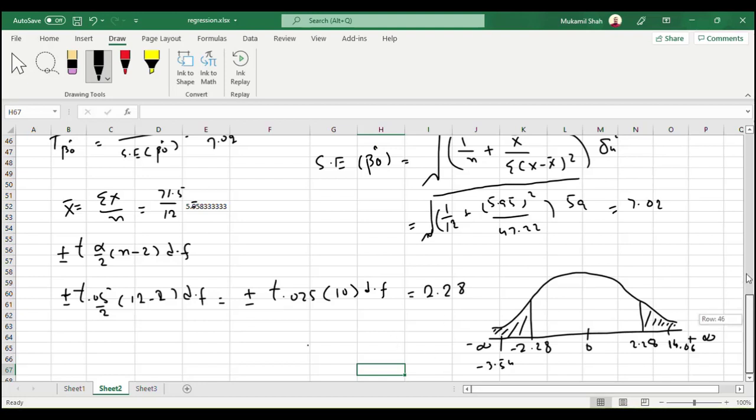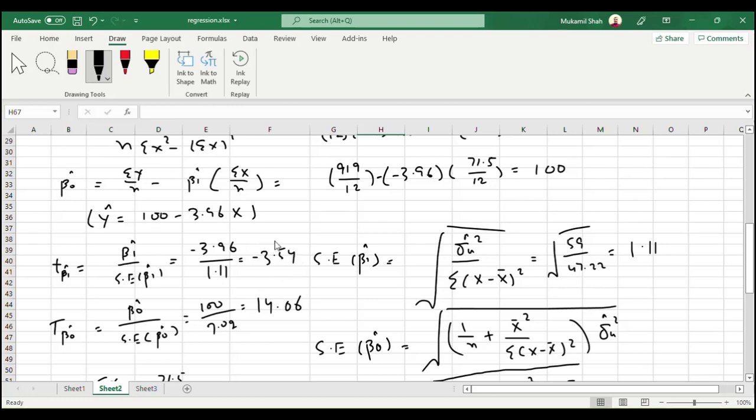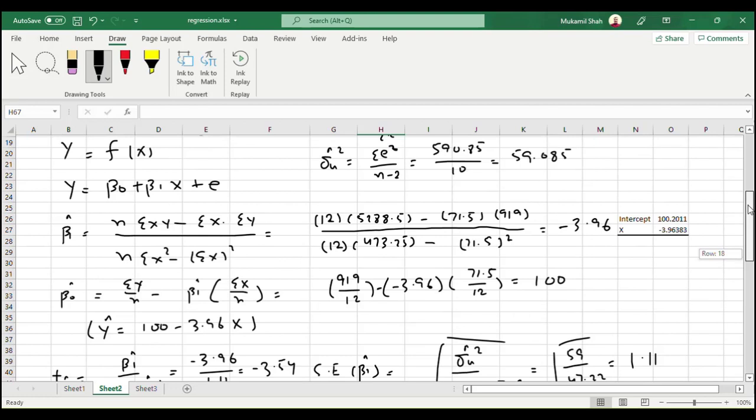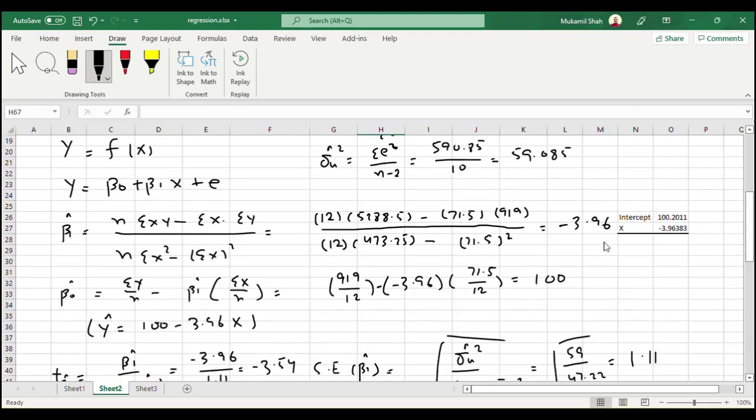Okay, what is the interpretation of the slope and intercept? If you allot one more hour to social media, there will be a 3.54% decrease in your marks, right? And what does the intercept mean? This is the t value. We should interpret the actual slope and the intercept. Since we know that the slope is equal to minus 3.96, it means that if there is a 1 hour increase in social media, there will be a 3.96% decrease in your marks, right?